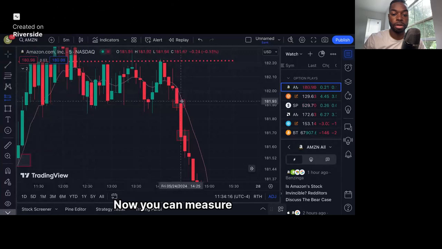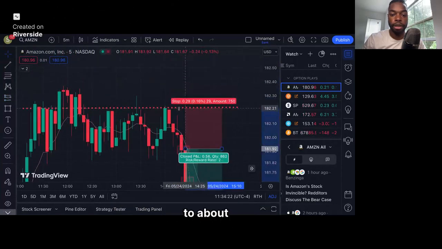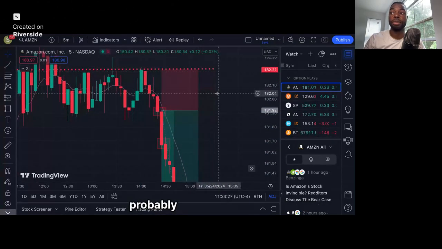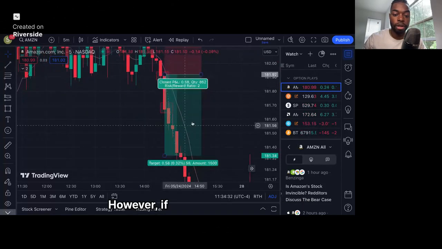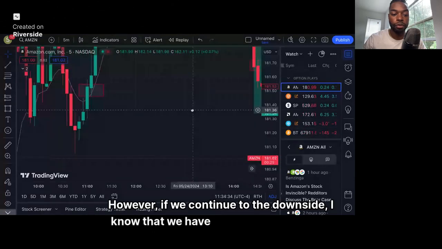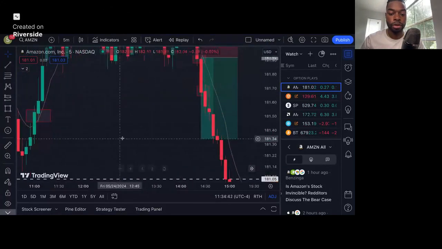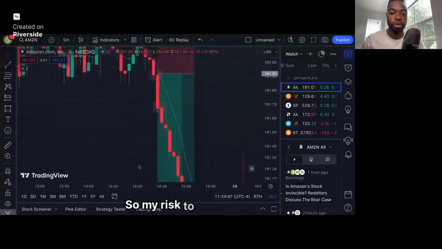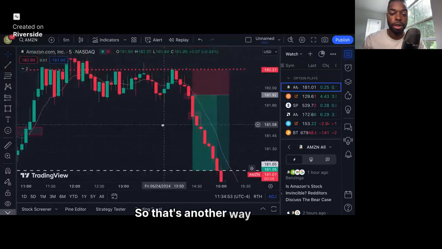Now you can measure the risk to reward here. So I would be risking to about here. So if I get back to my resistance level and we pass it, then I know this trade is probably going to go in the opposite direction. However, if we continue to the downside, I know that we have room to just about the low here. So just about this low right over here. So I know that I can probably take profit down here. So my risk to reward ratio is about a 3, which is really, really good. So that's another way to do this.